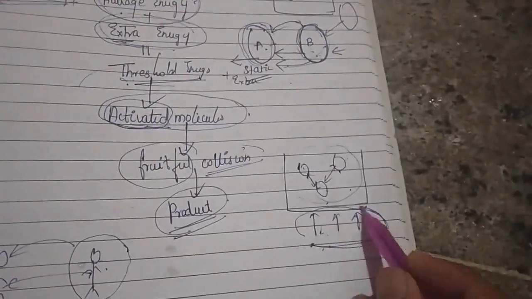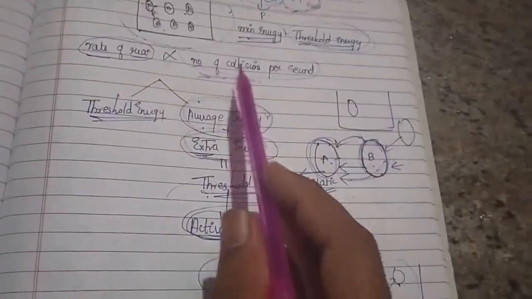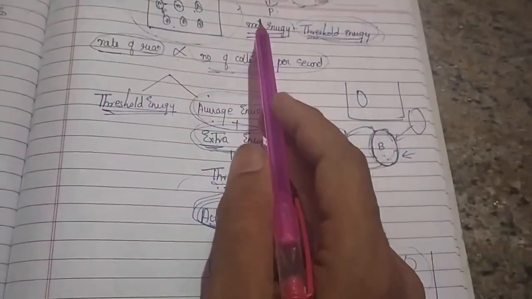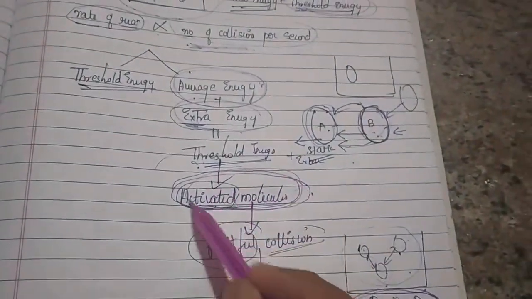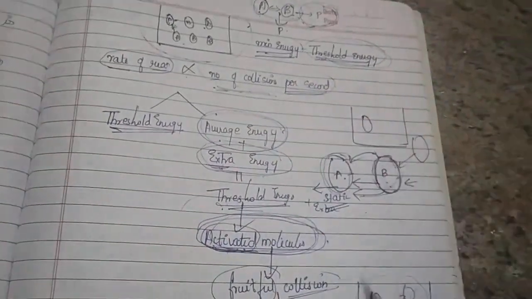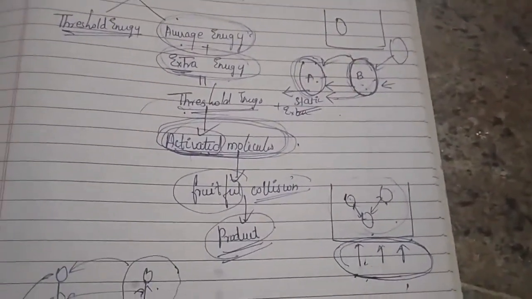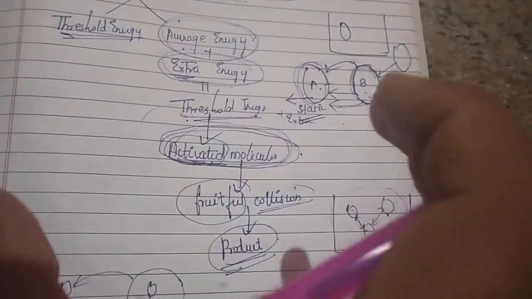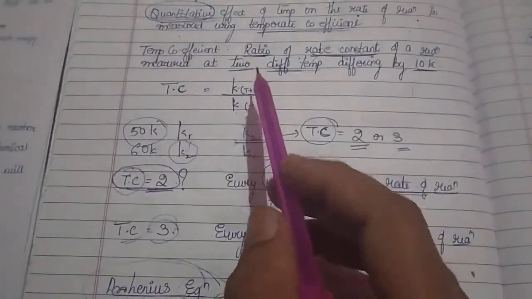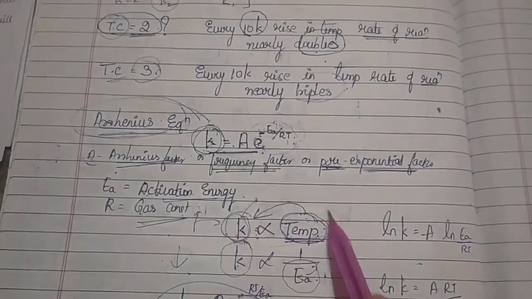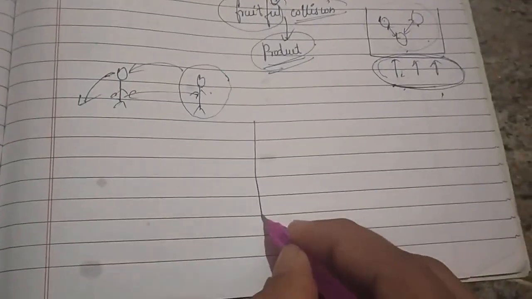What happens when you're increasing the temperature? The number of collisions between the activated molecules per second increases, and that is the reason the rate of the reaction also increases. By utilizing this concept, Arrhenius was able to give his equation that your rate constant is directly proportional to temperature.